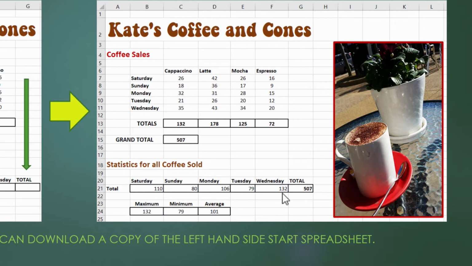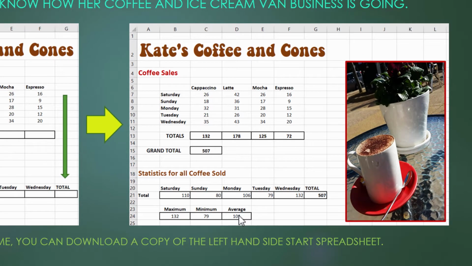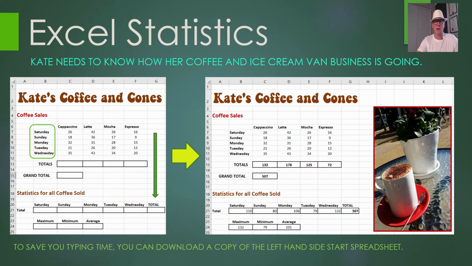It'll also add these up and divide by the number of things added and work out 101, all right, for that. So that's what we're going to do. To save you typing time, if you go to the video description, you can download this start spreadsheet. Okay, and then basically we're going to fill in the boxes on it.